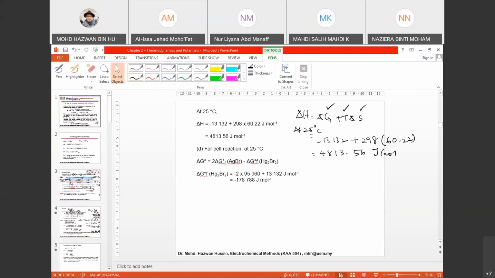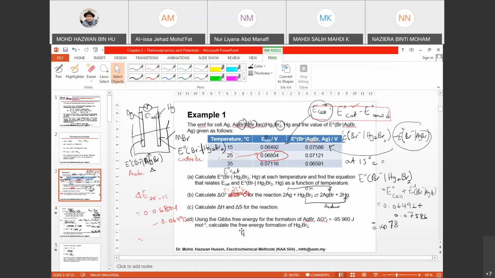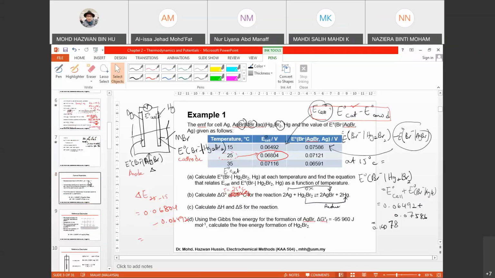The last question, actually, what does the last question ask about? Using the Gibbs free energy of formation, we have delta G formation of silver bromide, which is equal to negative 95,960 joule per mole. Calculate the free energy of formation of Hg2Br2. So how can we do this question?